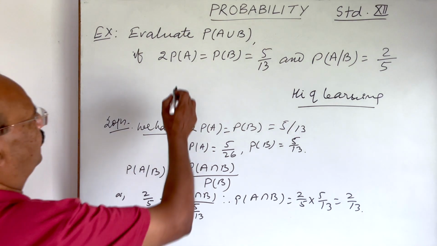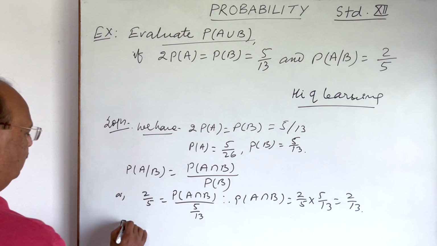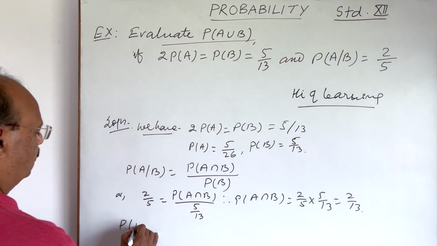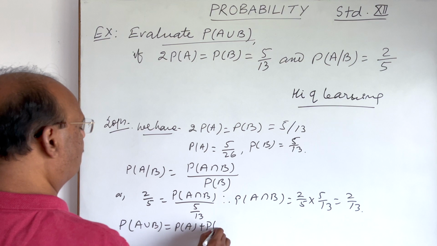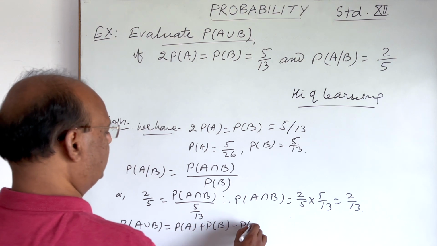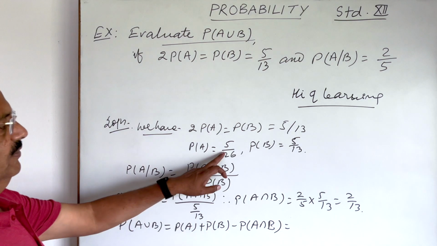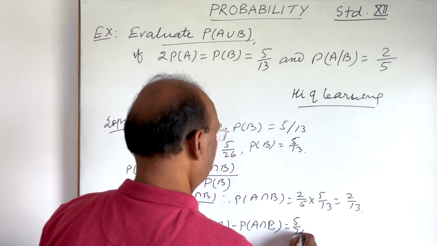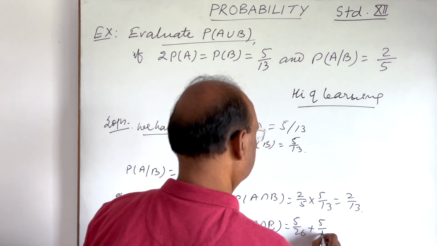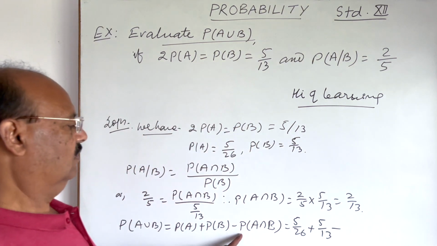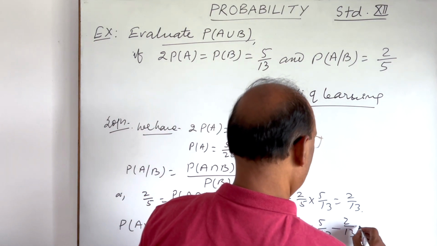Correct? Now we have to find out this value, probability of A union B. So we know a very useful formula, probability of A union B is probability of A plus probability of B minus probability of A intersection B. Here probability of A is 5 by 26 plus probability of B is 5 by 13 minus probability of A intersection B, which is 2 by 13. Let us simplify it.